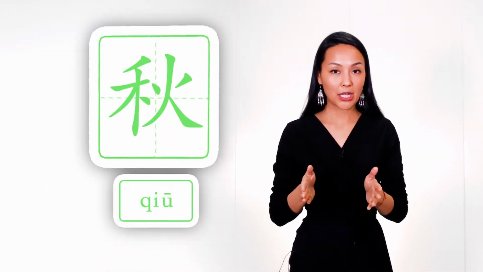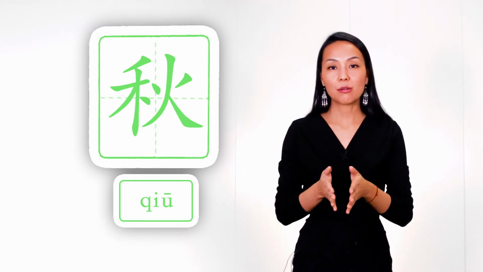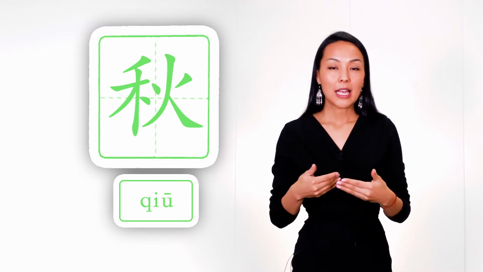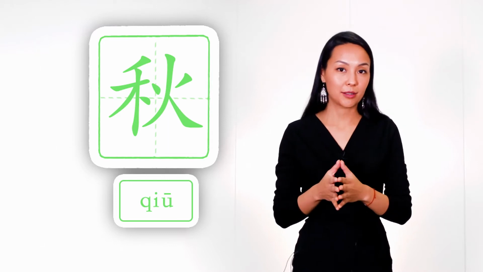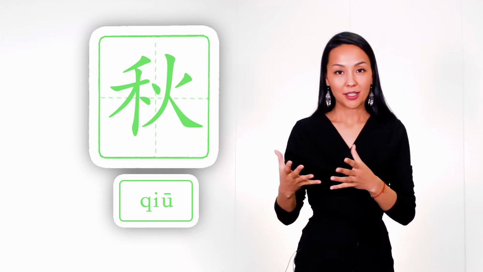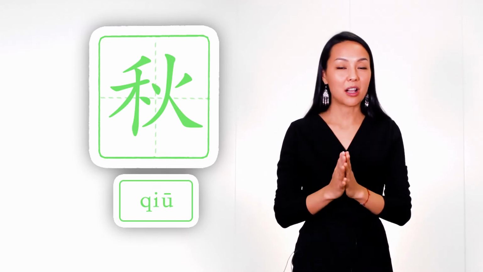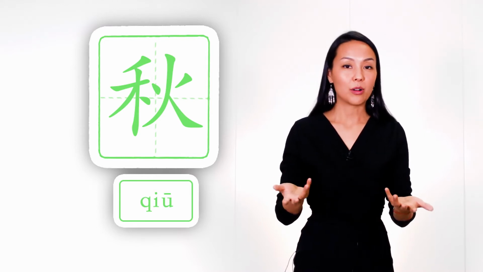And now let's study characters with this radical. The first character is the word autumn, 秋. Let me remind you that this radical has different meanings: grains, rice plant, and harvest, because all these things are harvest. That's why autumn has harvest plus fire. So in autumn, everything around us is colored like fire, and in autumn we gather our harvest.